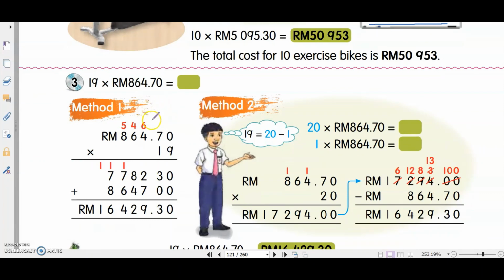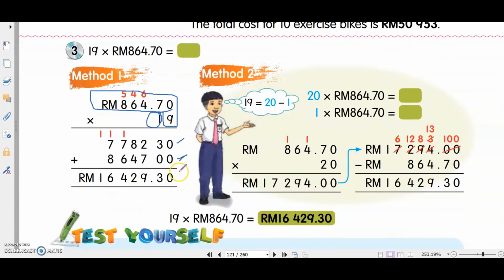Okay, so if you times two numbers, you have to do two rows of calculation. The first row is using 9 to multiply, and then the second row is using 1 to multiply. And remember, for the first number of the second row, you should always add a 0.